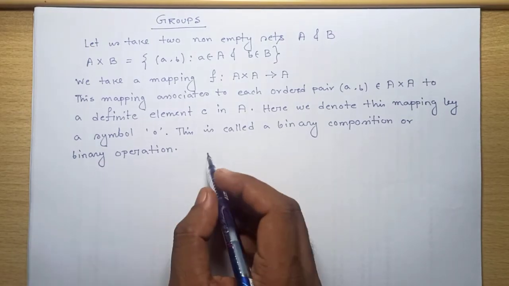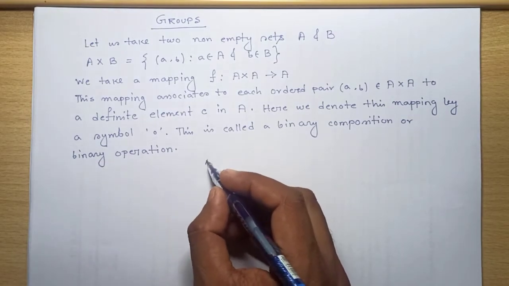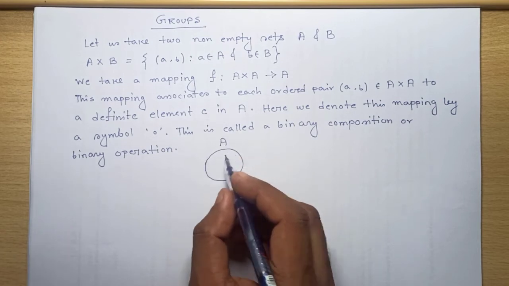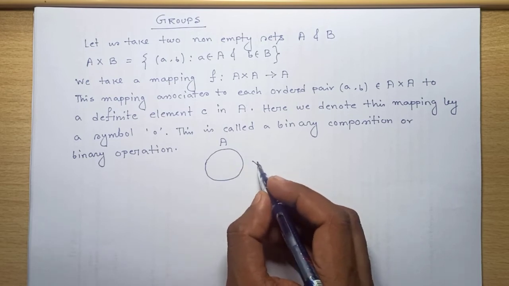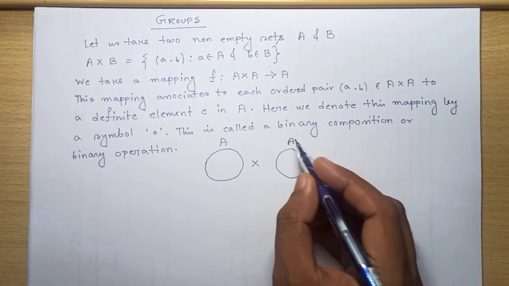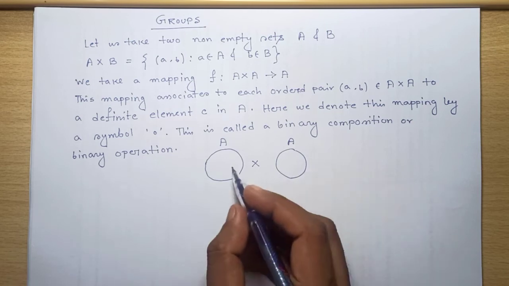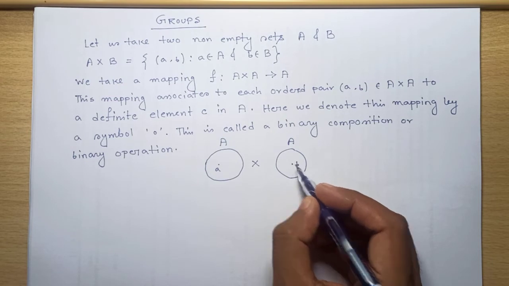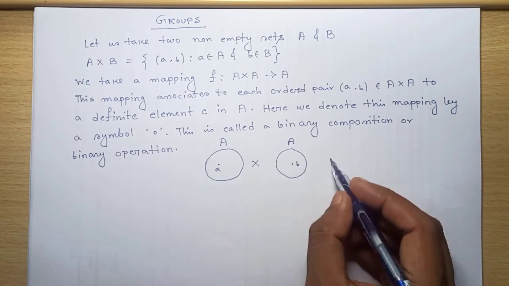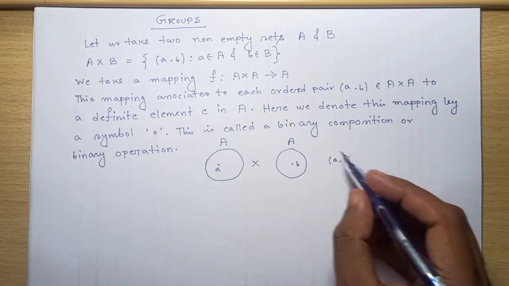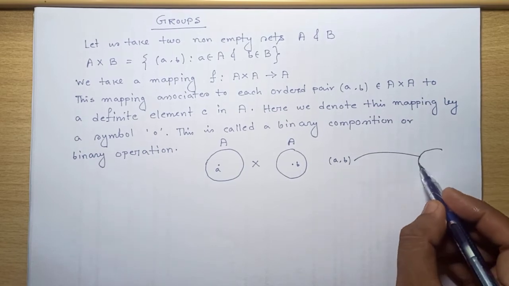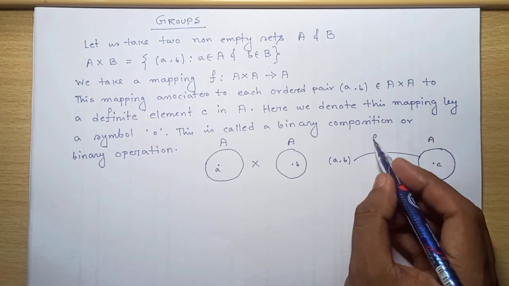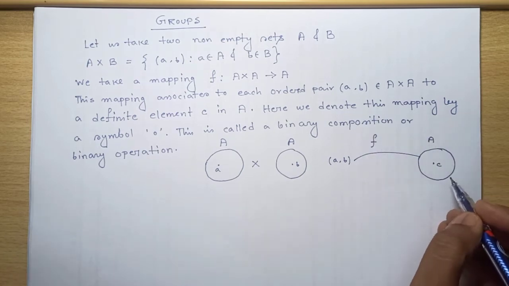I hope the concept is now clear, and if we represent it diagrammatically, then here we are taking the non-empty set capital A, and with capital A we are taking the cross product of capital A. Here we are taking an element small a, here an element small b, and the ordered pair (a, b) is mapped into the element c, which is also an element of capital A.